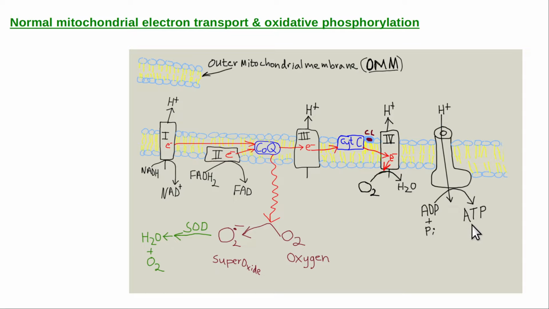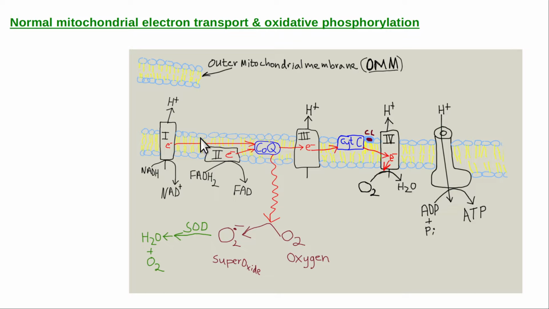Okay? And this ATP is the energy of life. This is the equivalent of a $20 bill. It is the cash, the money, the currency, the energy that gets work done in a cell. So you need to make a lot of ATP, and this is how you do it. Okay? And that's how it happens normally.